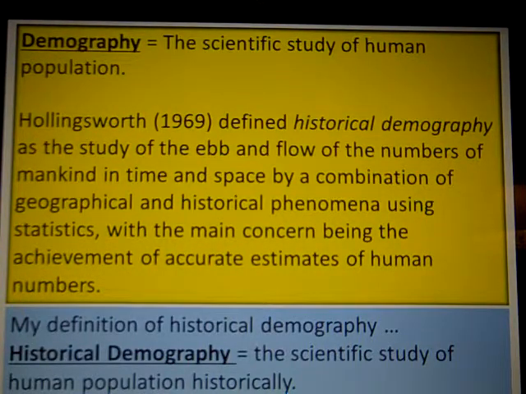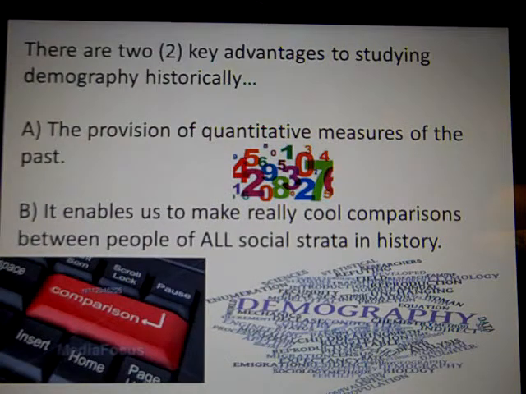We talked about demography being the scientific study of human population, and historical demography being the scientific study of human population historically. And we started talking in class about why it's important to understand human population numbers or population statistics. It's an important component of the sociology class that you're taking here. We talked in class about 2 key advantages to studying demography historically. First of all, it provides us quantitative measures of the past. And yes, I realize for my Valley students, this is a little bit of review, but I'm just going to start from the beginning to make sure that we have continuity here. And you probably already have this part in your notes.